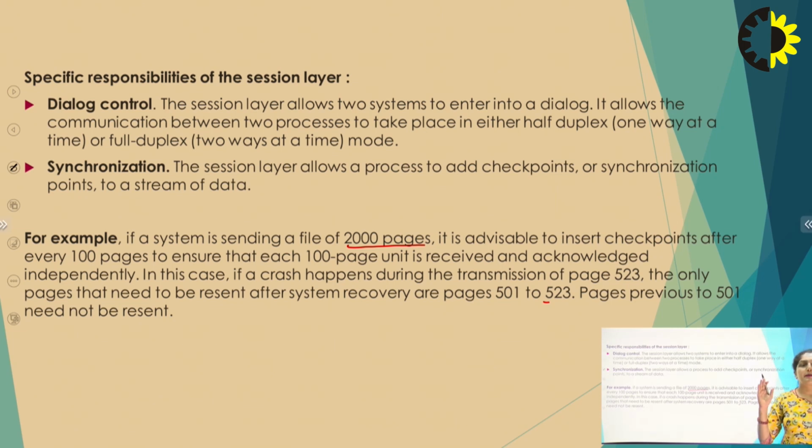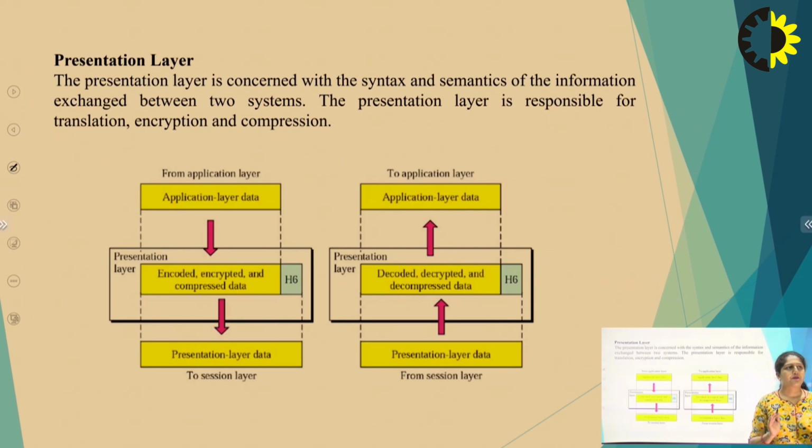If we are sending a big, large chunk of data, we will divide the data into some parts, and we will add a checkpoint so that we can ensure that the data is sent successfully. If there is any error, we will understand that there is an error in that part only, and that part only will be retransmitted, not the whole data. So this is the main function of the session layer.